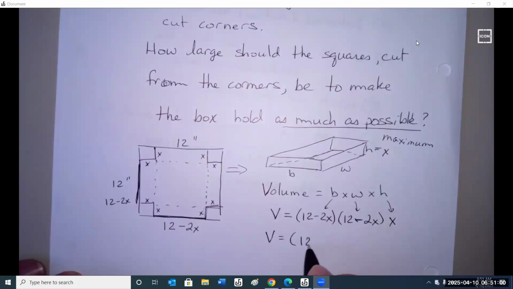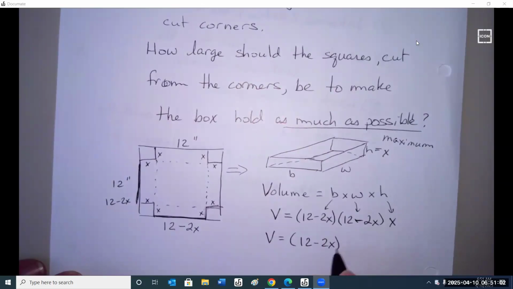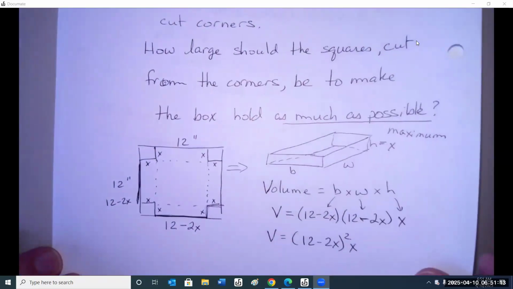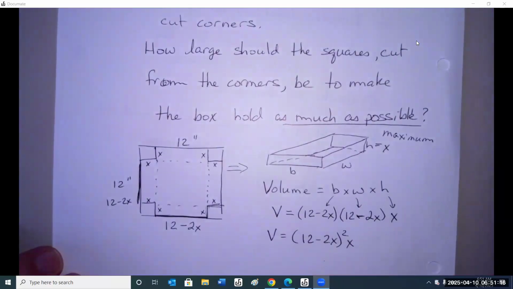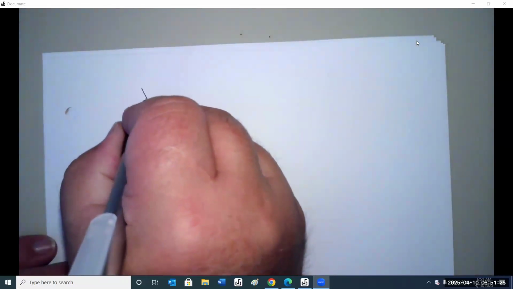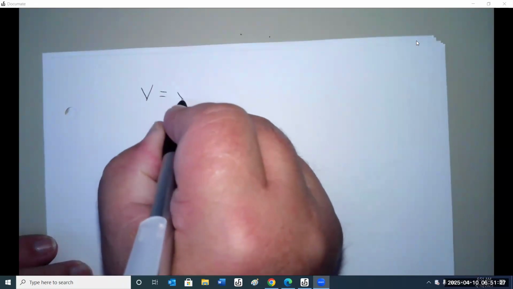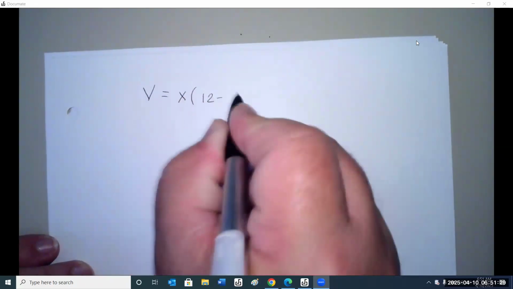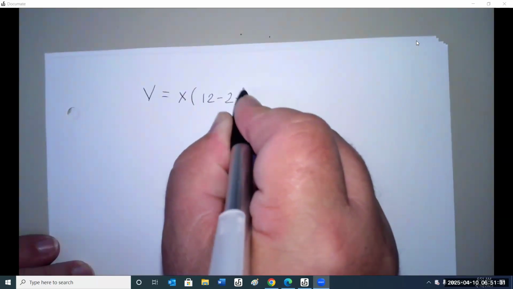So we can write it. Okay, so that's what we have to use to solve for it. So there's our formula. We have x. We see we have one equation and only one variable. So that's going to be pretty easy. So what we have is x times (12 minus 2x) squared.